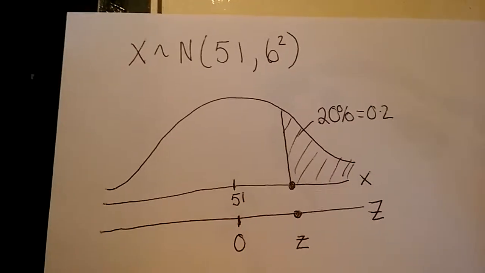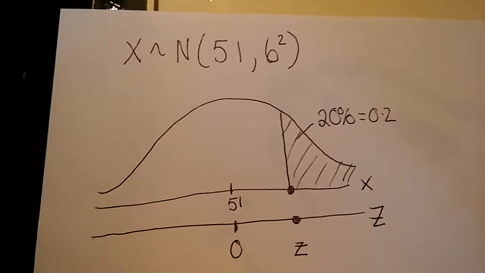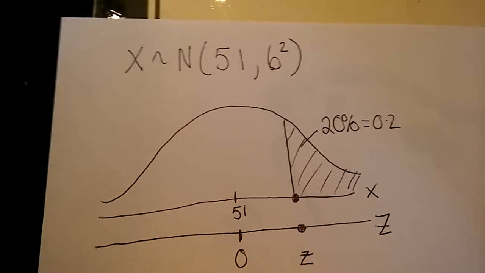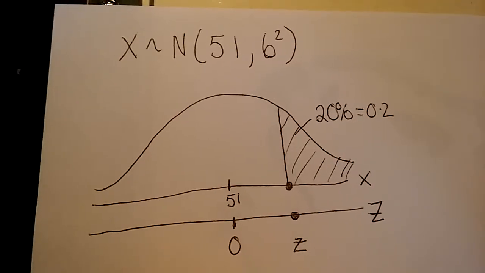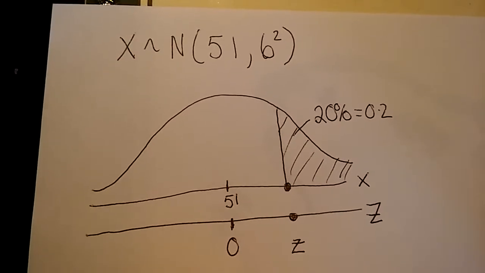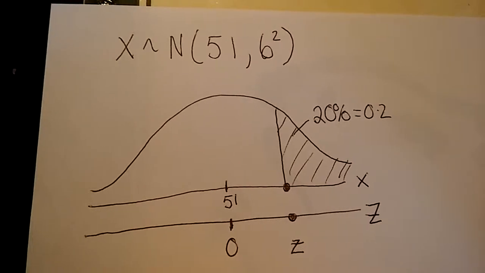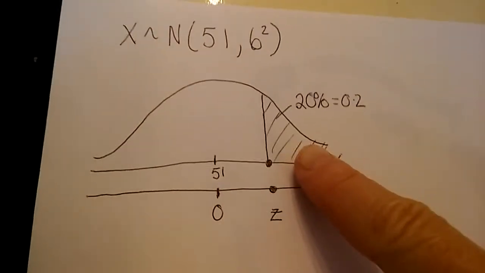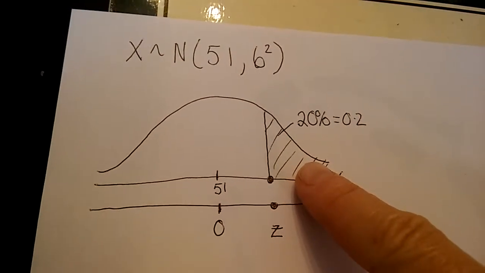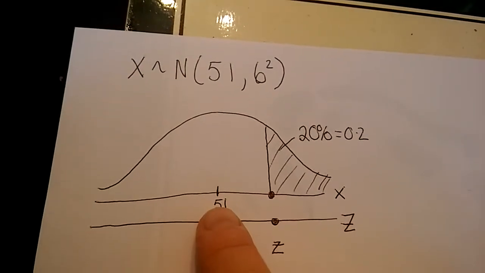Let's get to this point in the question. It's a normal distribution with a mean of 51 and a standard deviation of 6. They were trying to find the mark you'd have to get in a test in order to get an A grade, and they said the top 20% of students got an A grade, so that's why we've got 20% here. The average, the mean, was 51.